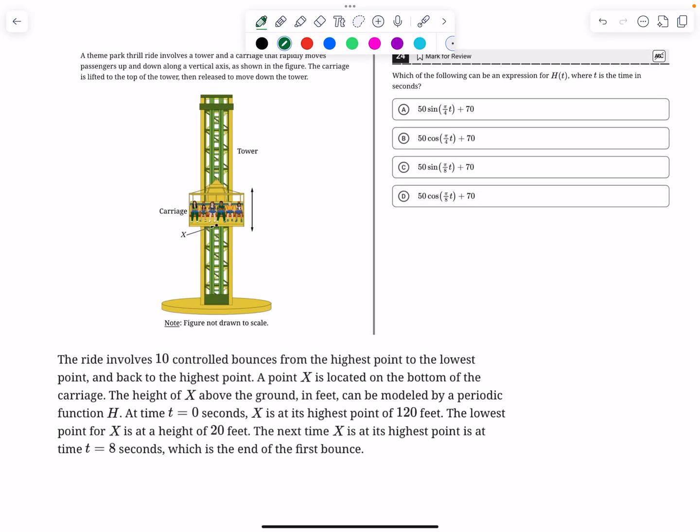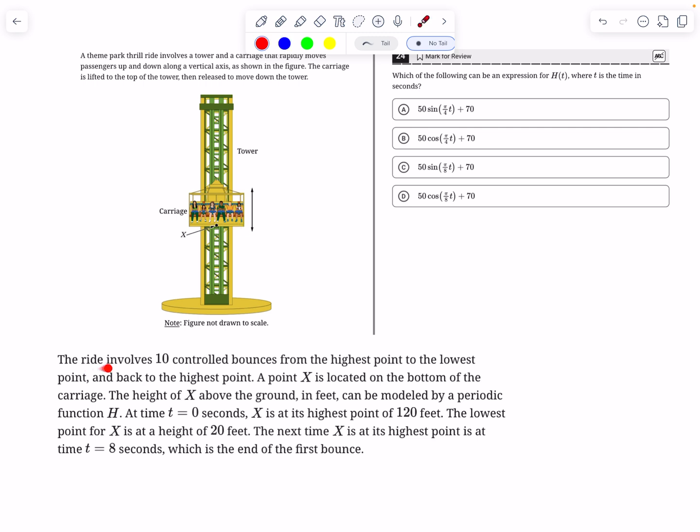A theme park thrill ride involves a towering carriage that rapidly moves passengers up and down along a vertical axis, as shown in the figure. So while I'm reading, I'm looking at the picture at the same time. The carriage is lifted to the top of the tower, then released to move down the tower. Now, here we have some important information.